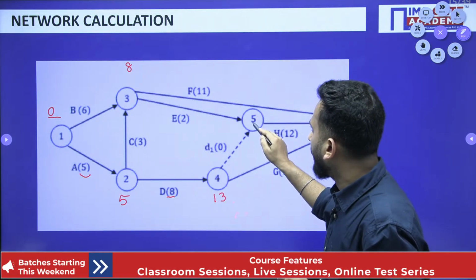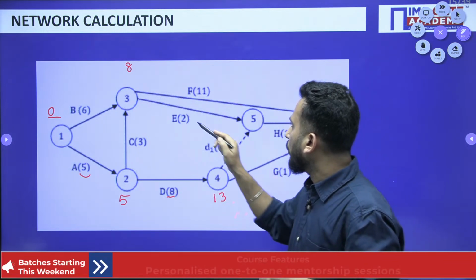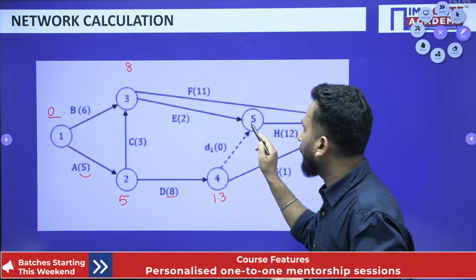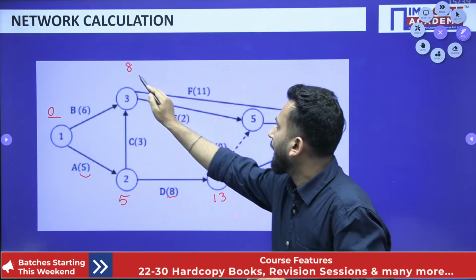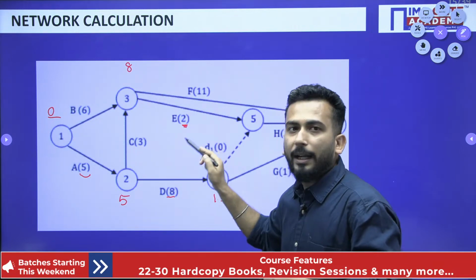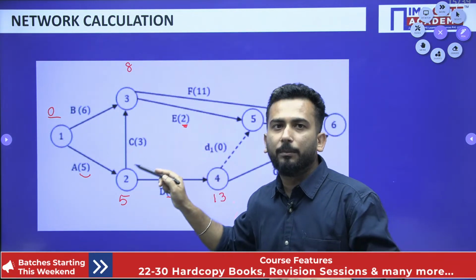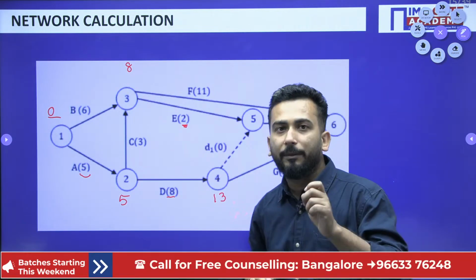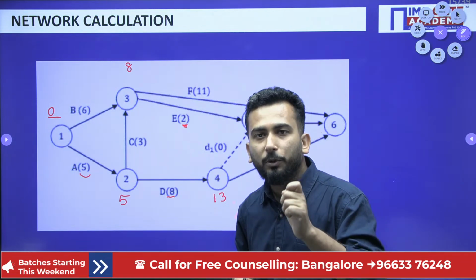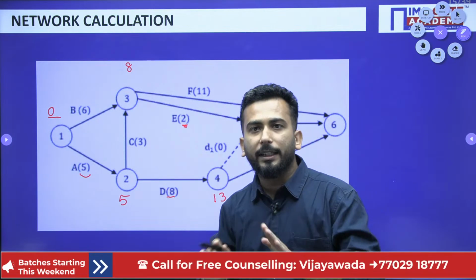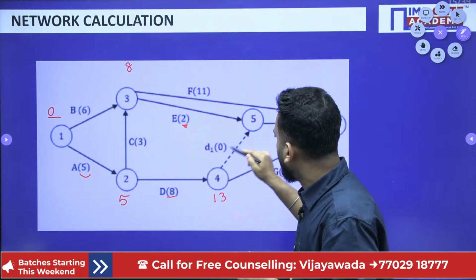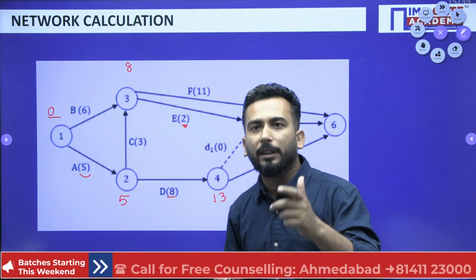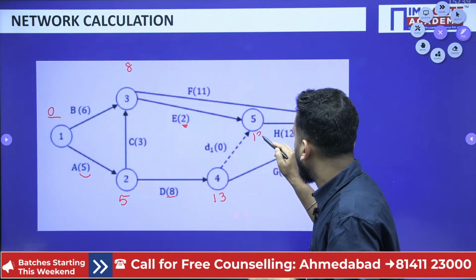I have to reach event 5. So how many ways can I reach? I can reach from 4 to 5. I can reach from 3 to 5. So when I am reaching from 3 to 5, it is 8 plus 2. I know these numbers are slightly blurry, but that's why I am reading it aloud. This is 2, my dear friends, and this is a dummy activity. Yes, I have intentionally introduced a dummy activity also, so that everything is taken into consideration. So 13 plus 0 is 13. This is one way. 8 plus 2 is 10. So what is the maximum? Maximum is 13. So I am writing 13 over here.